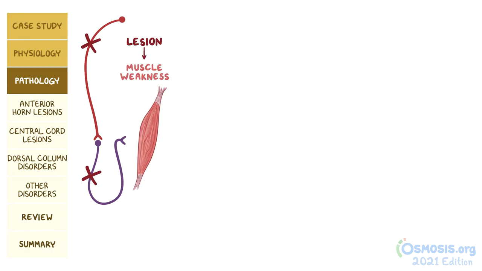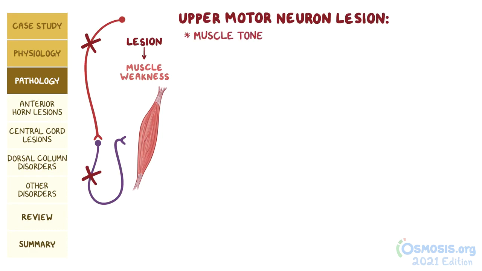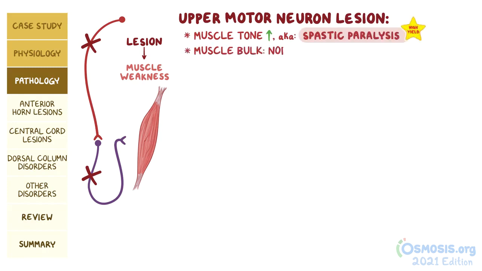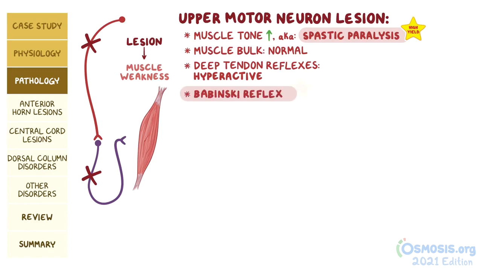But there are a few key facts that will help you differentiate between the two. So with an upper motor neuron lesion, muscle tone or resistance to passive stretch will be increased, also known as spastic paralysis. Muscle bulk will be normal, and deep tendon reflexes will be hyperactive. There's also a unique feature known as the Babinski reflex.